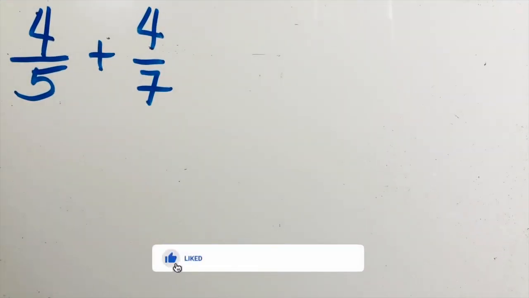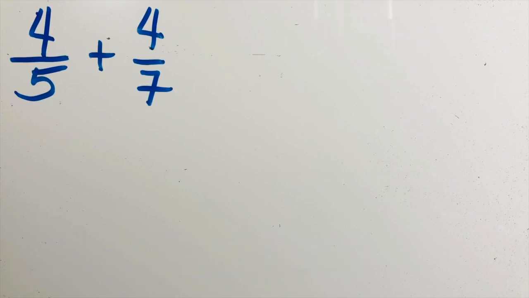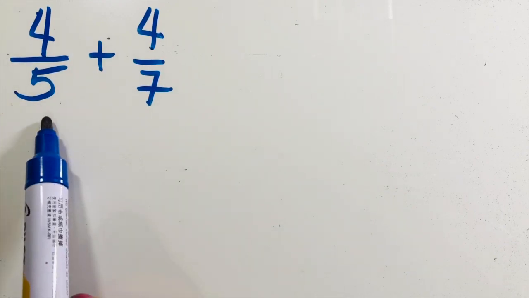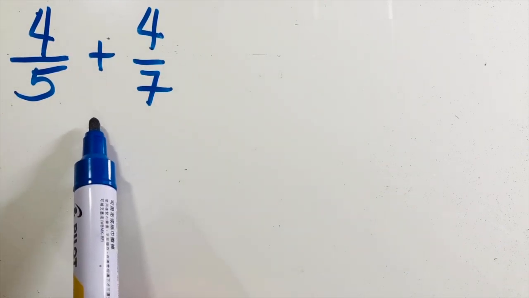This video shows how to add and subtract fractions with unlike denominators in a fast way, that is, without finding the common denominators. The method that we will be using is simply cross multiplication. So let's have 4 over 5 plus 4 over 7.